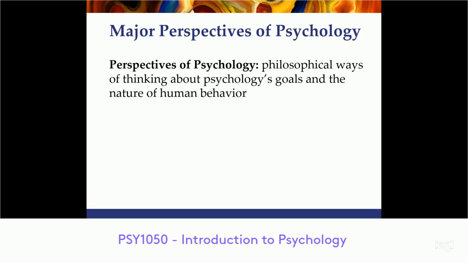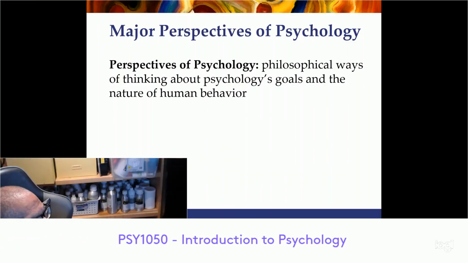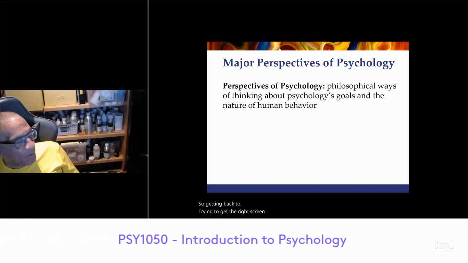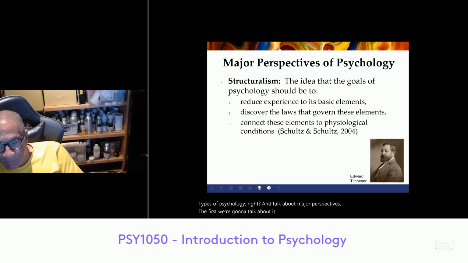So getting back to the types of psychology, right? We talked about major perspectives. The first we're going to talk about is structuralism.